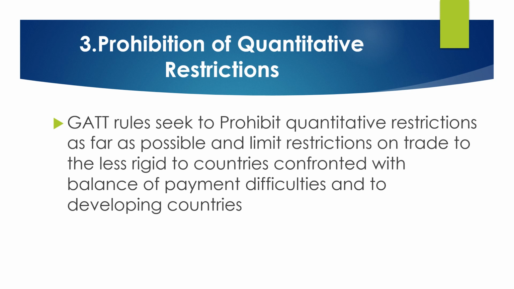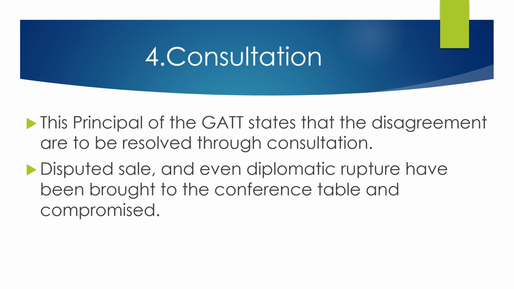Then, prohibition of quantitative restrictions. Actually, GATT principles prohibit quantitative restriction. So, no member country shall restrict or limit the terms of trade. That means the member countries cannot impose any quantitative restrictions in terms of trade. Then last one is consultation. This principle states that whenever any disagreement arises in terms of trade, those disputes or even diplomatic ruptures can be brought to the conference table and compromised.